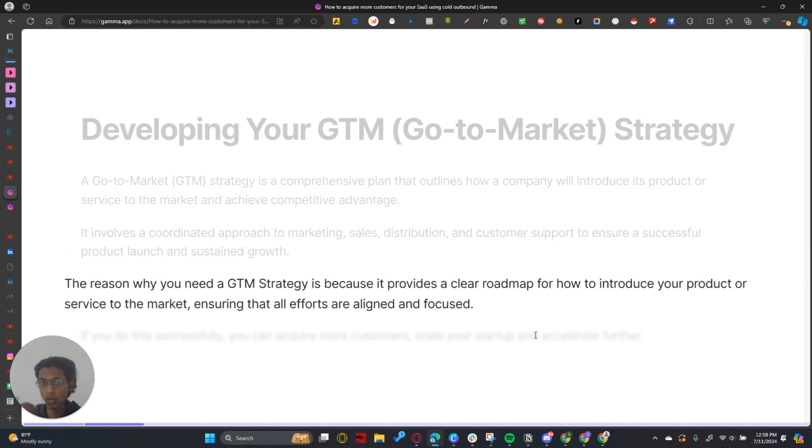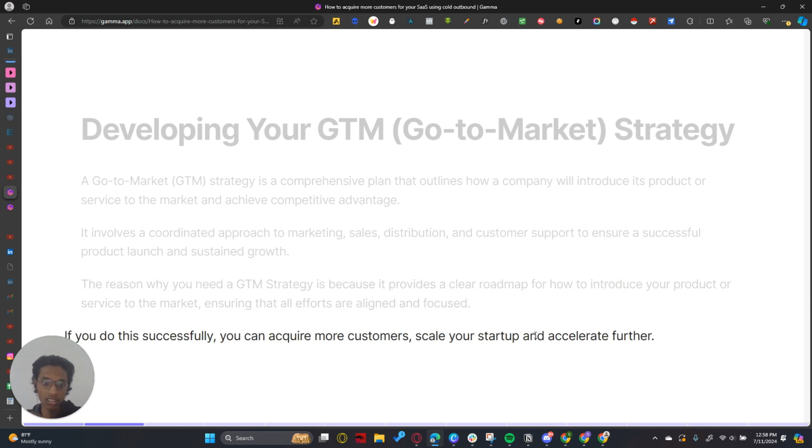The reason why you need a go-to-market strategy is because it provides a clear roadmap for how to introduce your product and service to the market, ensuring that all efforts are aligned and focused. If you do this successfully, you can acquire more customers, scale your startup or SaaS business, and accelerate further.